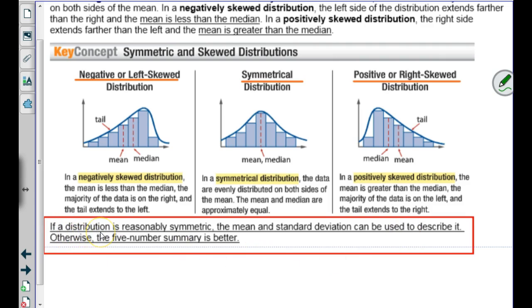If the distribution is reasonably symmetric, guys, this is the important thing, so highlight this on your paper. It's right underneath the box here. It says if the data is relatively symmetric, the mean and standard deviation can be used to describe it. Otherwise, a 5-number summary is better because it's tilted one way or the other a little bit.